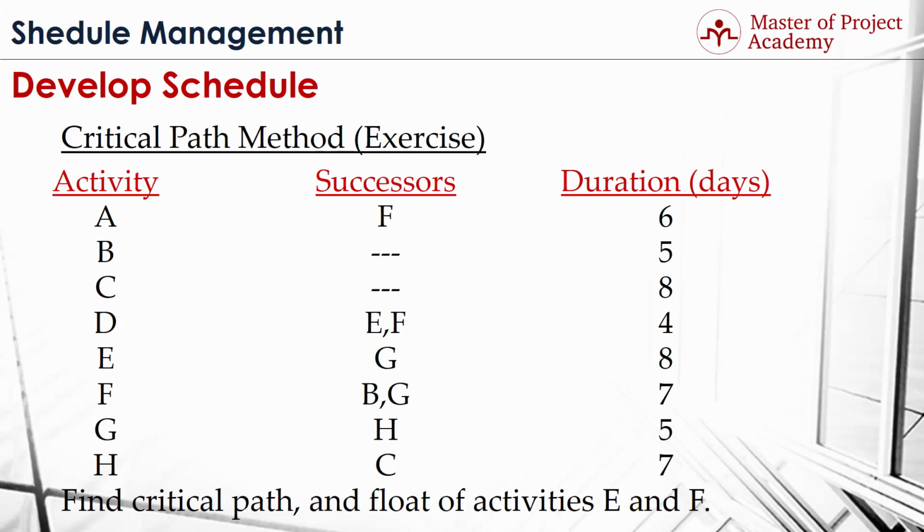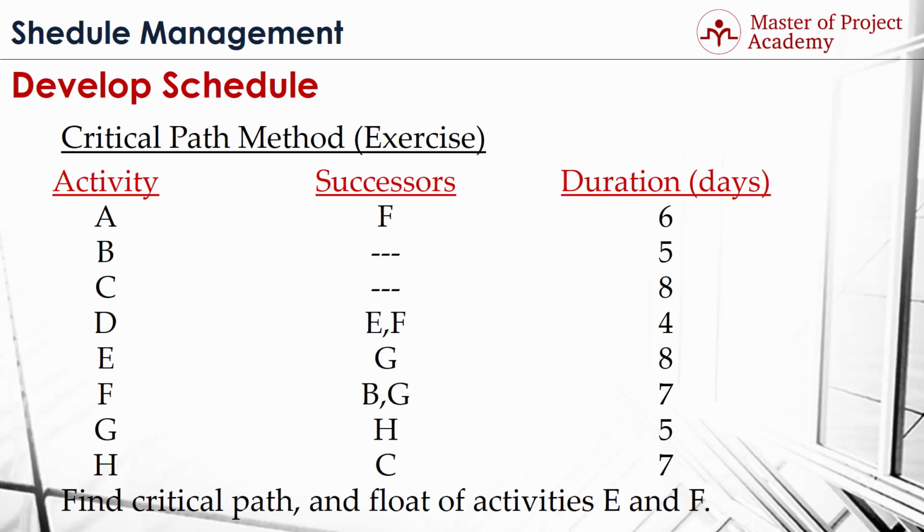As you see on the screen, there are 8 activities in the project, and these are Activity A and its successor F. Its duration is 6 days. This means Activity A will be followed by Activity F. Activity B does not have any successor, and its duration is 5 days. Activity C has not any successor as well, and its duration is 8 days.